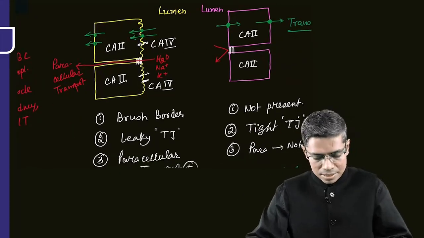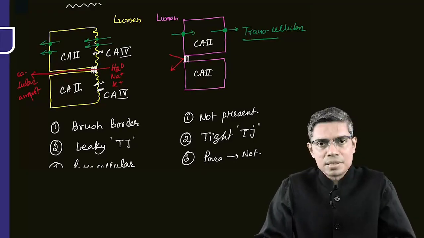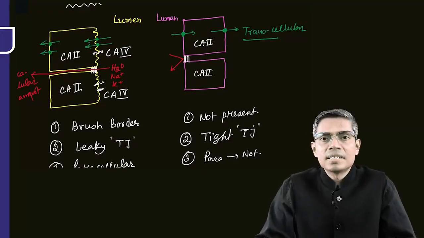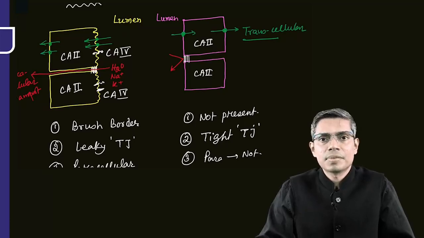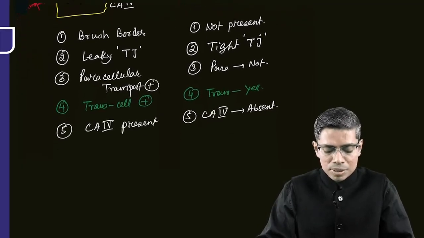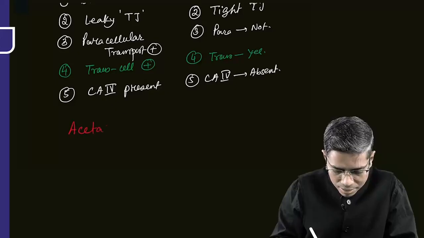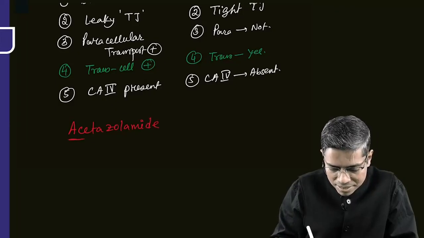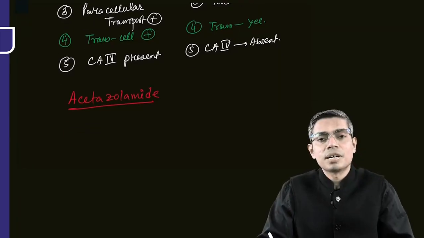Now we have discussed the various differences between the proximal tubular cell and the distal tubular cell. Carbonic anhydrase enzyme we have also discussed. You know that there is one drug which is the blocker of this enzyme. Could you recall that? All of you will easily recall it. That is nothing but acetazolamide.